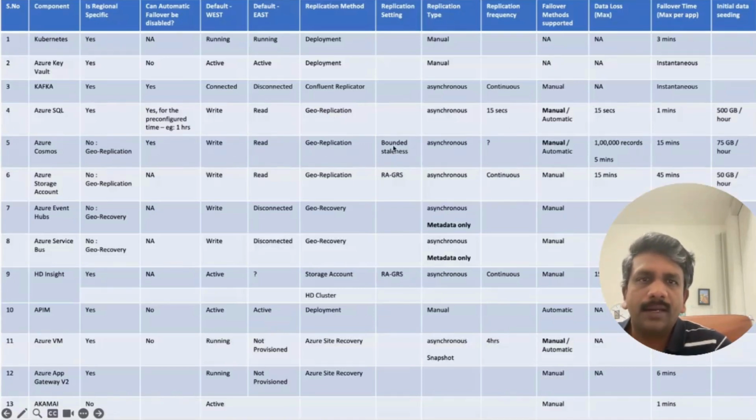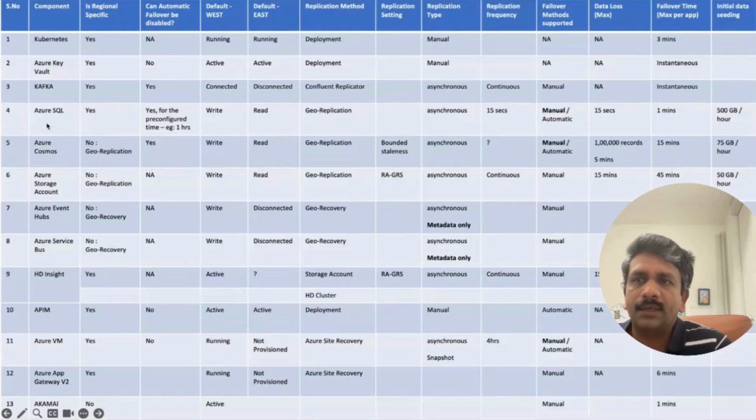Even if it does provide replication, there is going to be data loss that you have to consider, right? For instance, failover data loss can be like 15 seconds for SQL, and for Cosmos DB, when I checked the last time, it was 5 minutes or 1 lakh records. Likewise, you have to identify all these individual components and see whether it is regional specific. If not, does it provide geo recovery, what kind of method does it support for replication, how much data loss is it going to cause, and does it take any time to do a failover.